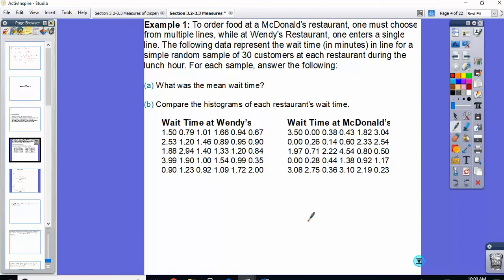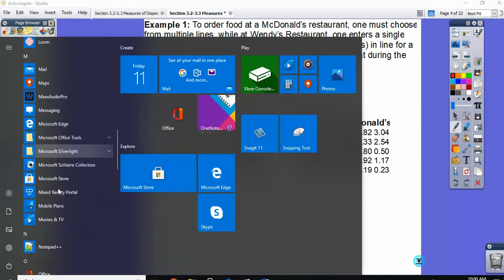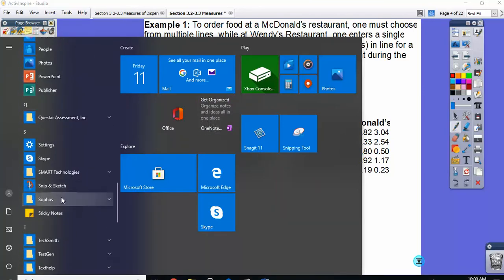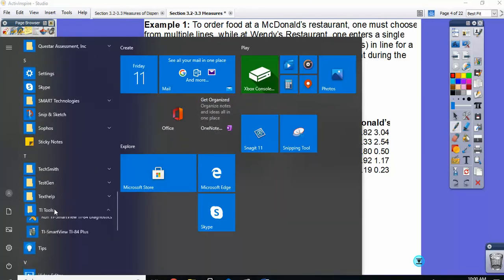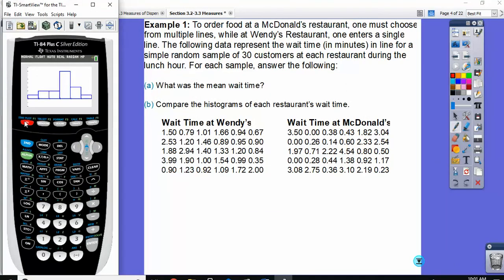I want to do the mean on the calculator. Now yesterday we did that and showed you how to put that all in. You can do these one at a time, but you can also do it all at once if you put one of them in L1 and one in L2. Okay, so we're going to take a second for you guys to all type this in.